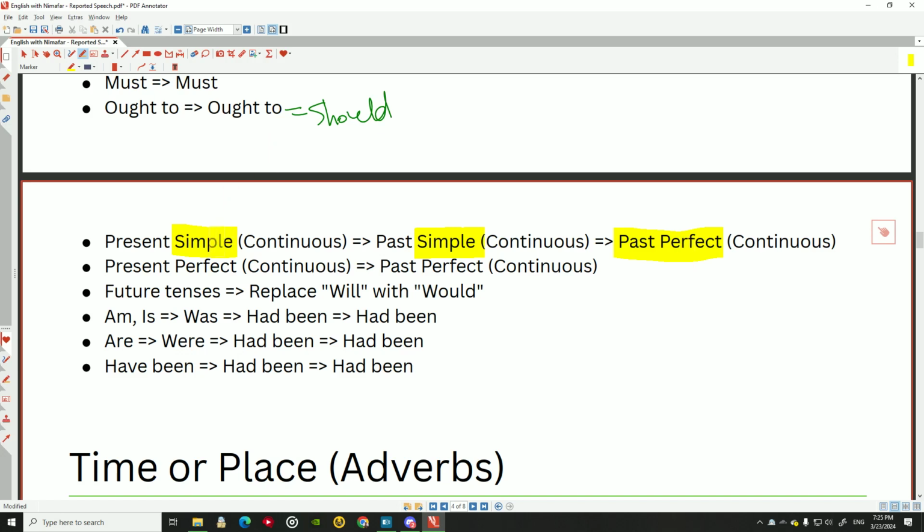Now present perfect. You gotta keep the perfect form here. Present perfect, past perfect. If we don't have it, we keep it. Future tense, this is very easy. Just replace will with would. I will go, he would go. I will have done, he would have done. Just change will to would. To be verbs, auxiliaries: am, is, was; are, were; had been; have been, has been, had been. So this is exactly what you do, one tense back. That's all you gotta learn.